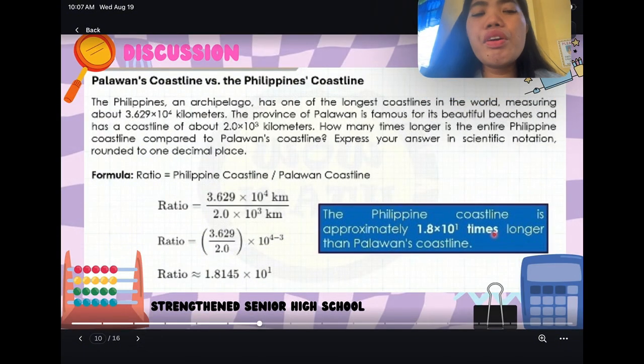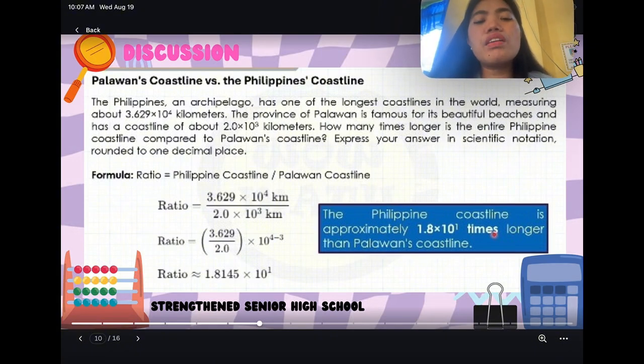Okay, another problem, Palawan's coastline versus the Philippines coastline. The Philippines, an archipelago, has one of the longest coastlines in the world, measuring about 3.629 times 10 raised to the power of 4 kilometers. The province of Palawan is famous for its beautiful beaches and has a coastline of about 2.0 times 10 raised to the power of 3 kilometers. How many times longer is the entire Philippine coastline compared to Palawan's coastline? Express your answer in scientific notation, rounded to 1 decimal place.